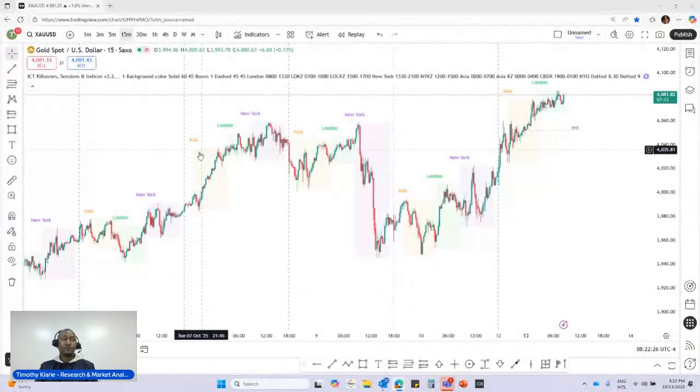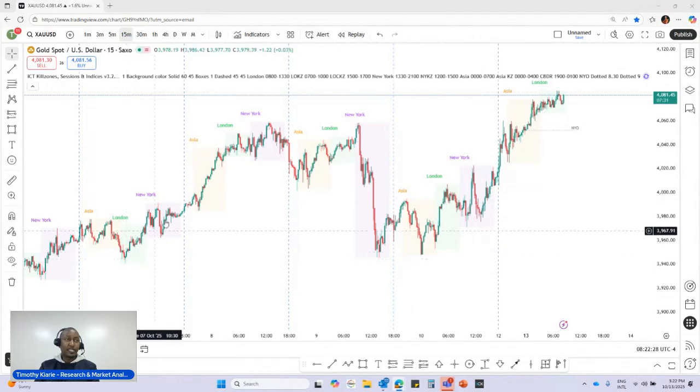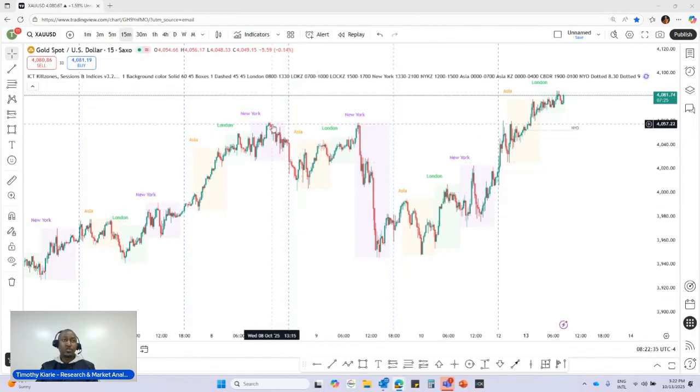When we have a rally, like in this scenario, the price is rallying from this particular point. Let me share the screen so that you can see that. That is characteristic number one: we want to see a rally. Then after the rally, we want to see the pullback. So this is the pullback.